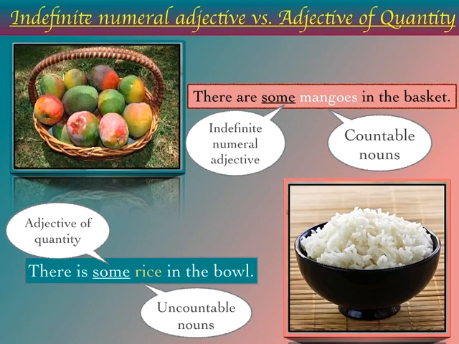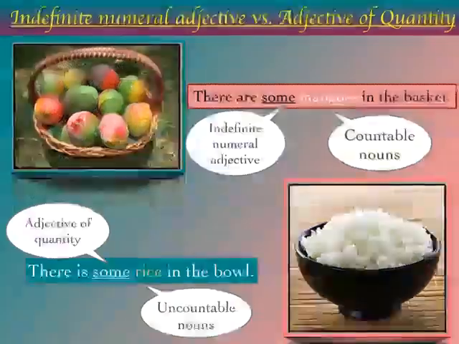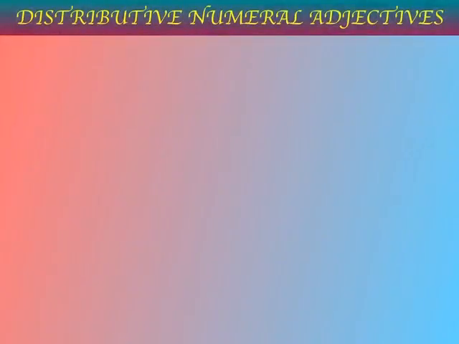So students, when some words which are used as an adjective are the same, but if they are describing countable nouns, they are said to be indefinite numeral adjectives, and if they are describing uncountable nouns, then they are said to be adjectives of quantity. So let's see the last type of adjective of number, that is distributive numeral adjectives.